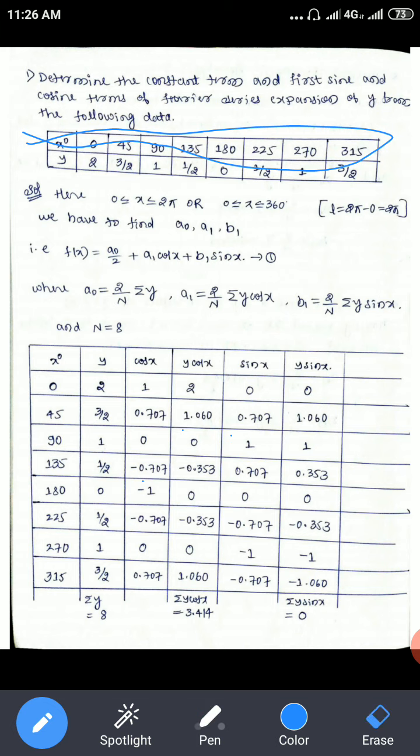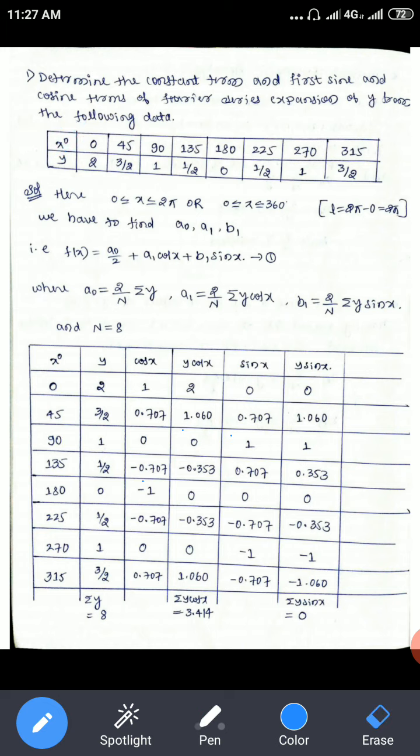Here it is in degree mode, as you can see: 0 degree, 45 degree, 90 degree, 135 degree, 180 degree, 225 degree, 270 degree, 315 degree. So take the calculator in degree mode only. If it were in radian mode, pi would appear, and you would calculate in radian mode. No problem.